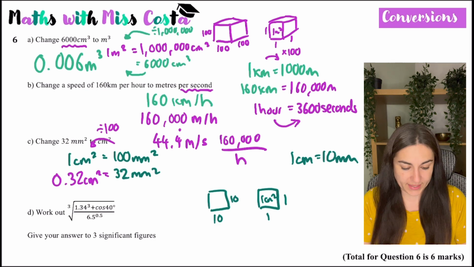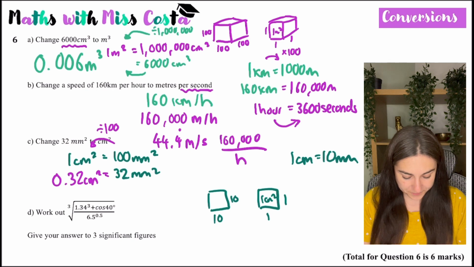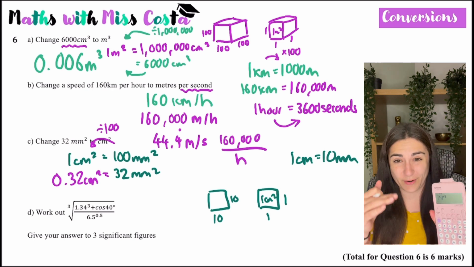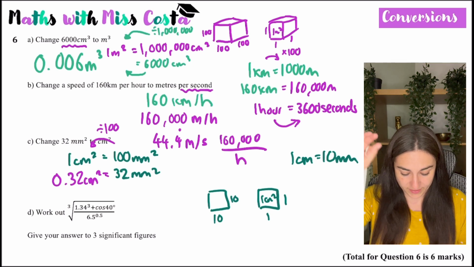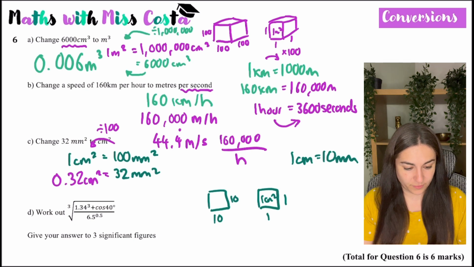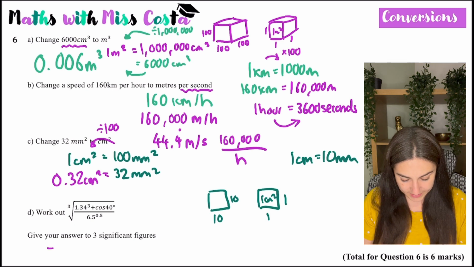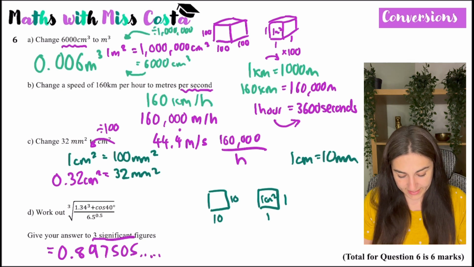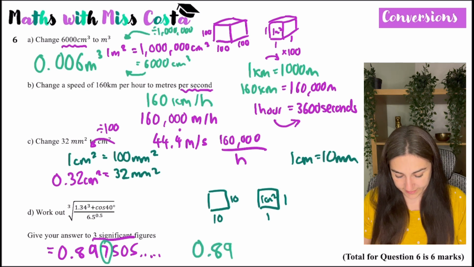And then for the next one, I've just got a calculation. So once again, use your calculator, press the shift and then the little cube root sign, press your fraction button, and then type in 1.34 cubed. Remember to use your arrow to move one across so that you're not having everything as the power, cos 40 over 6.5 to the power of 0.5. And then you would get 0.897505 going on and on. It says 3 significant figures, so we look at the third digit, so that'd be 0.898.